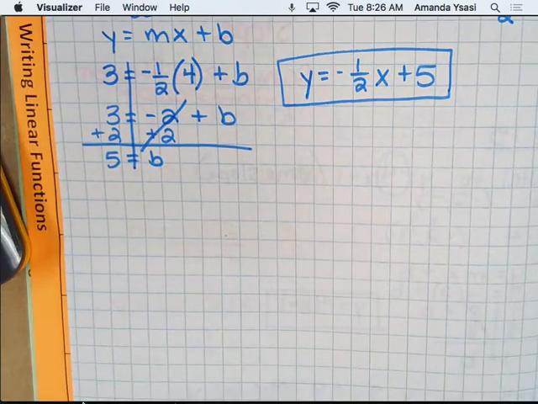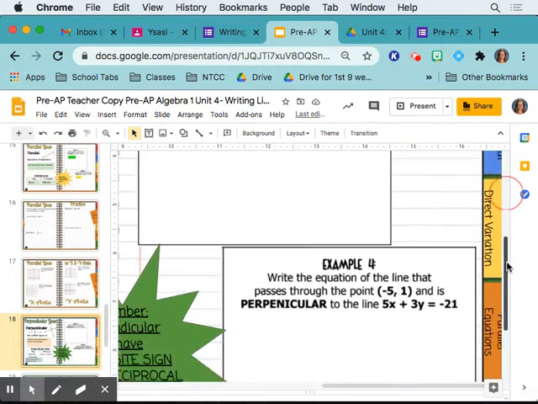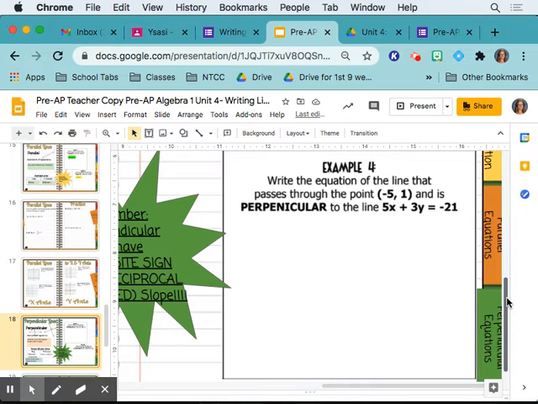Okay, let's go to the next example. Write the equation of the line that passes through a point and is perpendicular to a given line. I'm going to write the key words here: perpendicular to 5x plus 3y equals negative 21, and then through point negative 5, 1.